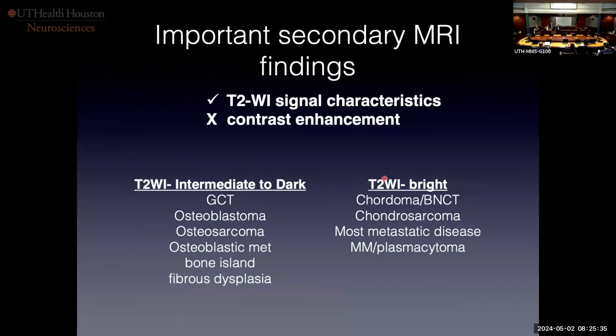T2 weighted image lesions that are exceptionally bright are almost always things like chordoma, benign notochordal cell tumor, and chondroid matrix tumors are often very bright on the T2 weighted image, and then pretty much everything else as well.